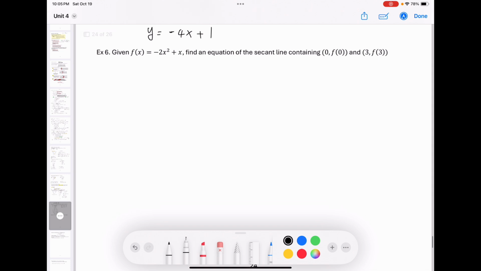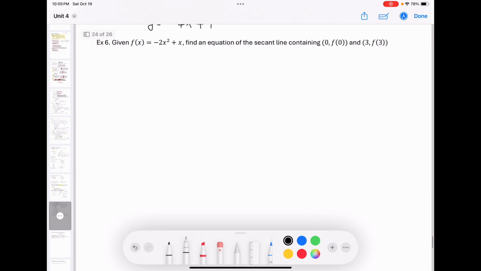So next example, very similar. We have 2 points. We want to find the equation of the secant line. The slope is the change in y over change in x. Maybe before we start, we find f of 0 and f of 3. Let's do f of 3 first. f of 3 is equal to negative 2 times positive 3 squared plus 3, which is negative 18 plus 3, equal to negative 15.